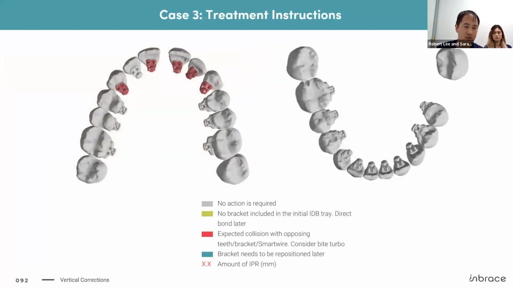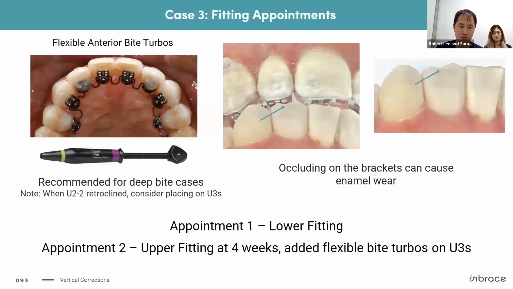Looking at the treatment instructions, she's going to be occluding on the upper left 2 and upper 3s, but everything else, all the brackets, are starting in the planned bracket position. So in this case, we did the 2 fitting appointments. We bonded the lower arch in the first appointment. We bonded the upper arch actually 4 weeks later.